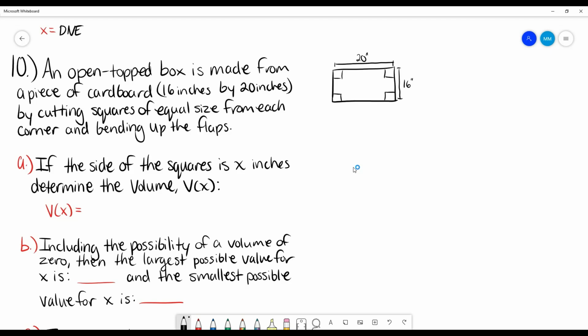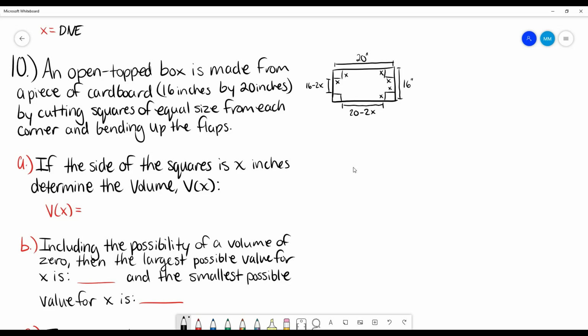All right, so if the side of the squares is x inches, we want to determine the equation for the volume of the box. I know this length here is going to be 20 minus, well, I've got an x over here and x over here, so it's going to be 20 minus 2x. And here it's going to be the same thing, but with my 16.